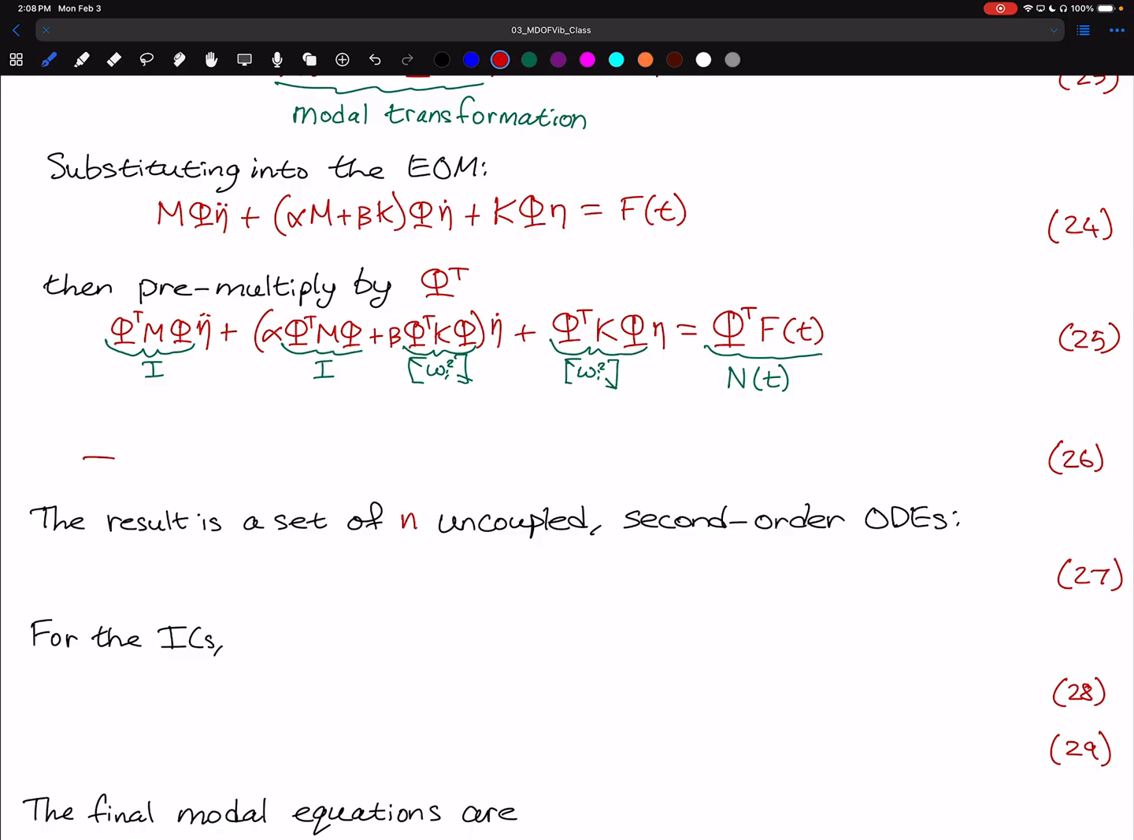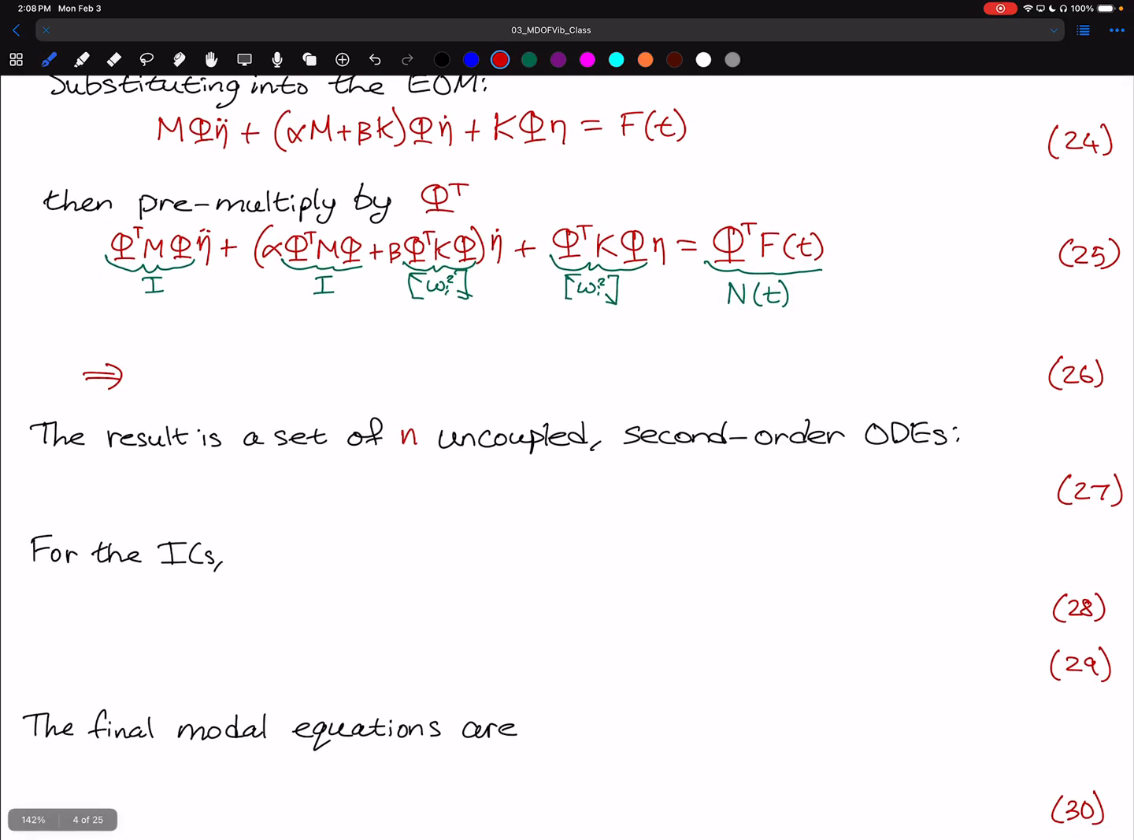Thus, we'll find that this decomposes, or breaks down, into I eta double dot plus alpha I plus beta times this diagonal matrix of the natural frequencies squared, all that times eta dot, plus a diagonal matrix omega I squared times eta, is equal to n of t.